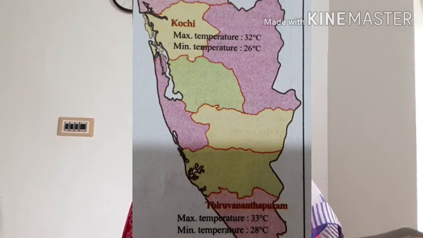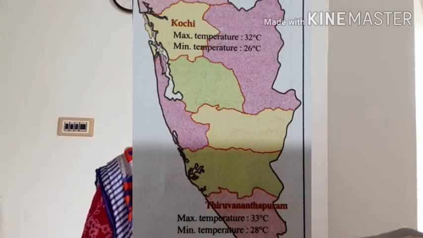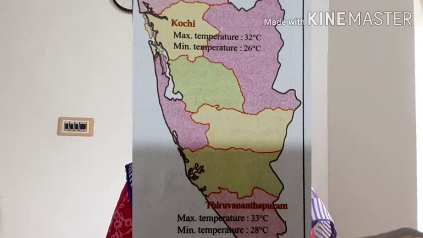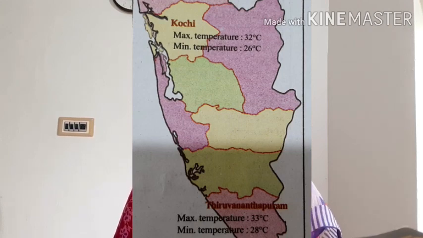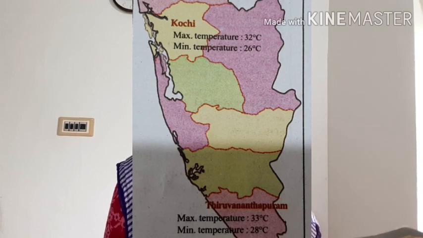Then next, daily mean temperature in Kochi. How to find out the daily mean temperature? Maximum temperature plus minimum temperature divided by 2. Maximum temperature is 32 degrees Celsius, minimum temperature is 26 degrees Celsius, and divided by 2 is equal to 29 degrees Celsius, which is the daily mean temperature in Kochi.